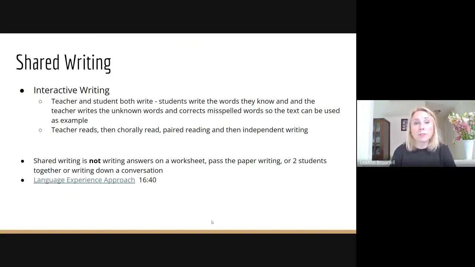So interactive writing is where the teacher and the students both write. The students write the words that they know, and then the teacher writes down the unknown words and corrects misspelled words so that they can use it as an example.